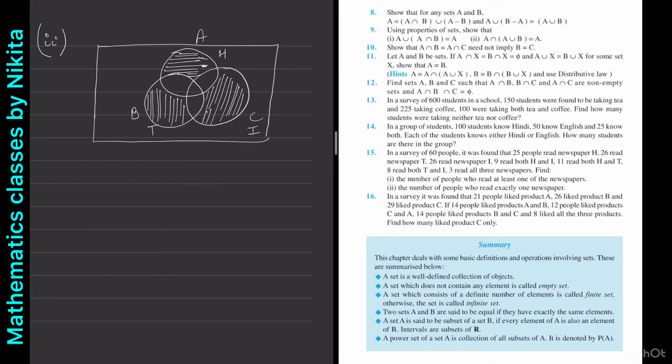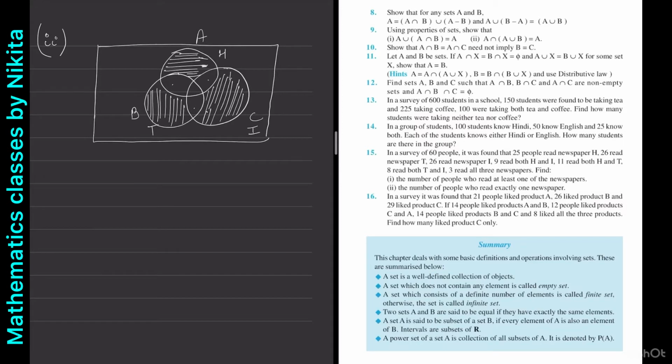तो इन सबको हमें ऐड करना है और ये हमें मिलेगा कैसे. See how we can get this, अगर हम A यूनियन B यूनियन C के अंदर से ये पार्ट सब्ट्रैक्ट कर दें, ये सारा पार्ट, so we will get what is required.